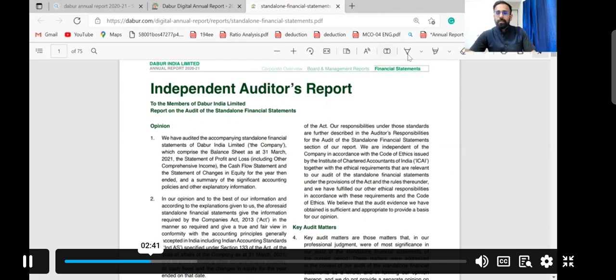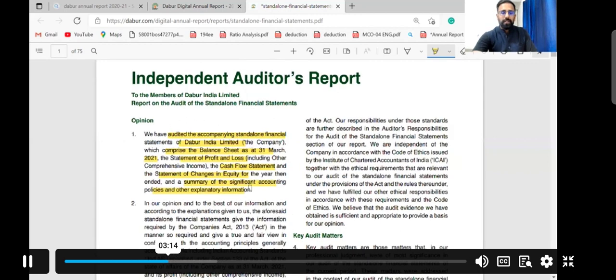So I will give you a glimpse of the auditor report, what the components of an auditor report are, right? If you see, the auditor is saying that we have audited the accompanying standalone financial statement of Dabur India Limited, right, which comprises the balance sheet as on 31st March 2021, statement of profit and loss account and cash flow statement, right? Also it includes a statement of changes in equity and a summary of significant accounting policies and explanations, right? So this information is available here, right?